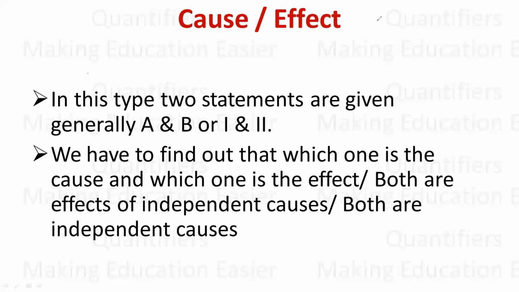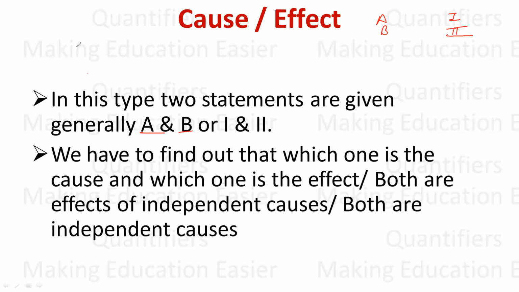So again, the cause and effect, we're going to look at the instructions. The instructions for this question type are also different from the previous questions that we have done. Again, there are two statements that are given to you. They can be termed as A or B, or 1 and 2, right? We have to find out which one is the cause and which one is the effect, or whether both are effects of independent causes or both are independent causes. So don't worry, we're going to learn and understand.